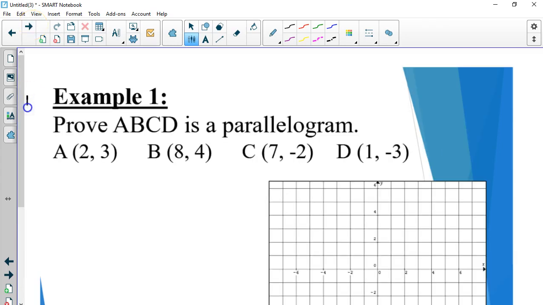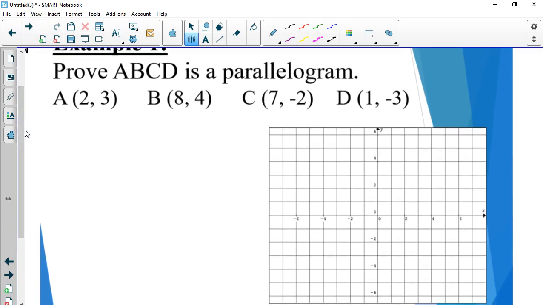So prove that this is a parallelogram. So 2, 3 is A. B is at 8, 4. Almost on the chart, but it's not. C is at 7, negative 2. And D is at 1, negative 3. Always better, of course, if you use a straight edge. Is it a parallelogram? Maybe. Looks kind of like it.